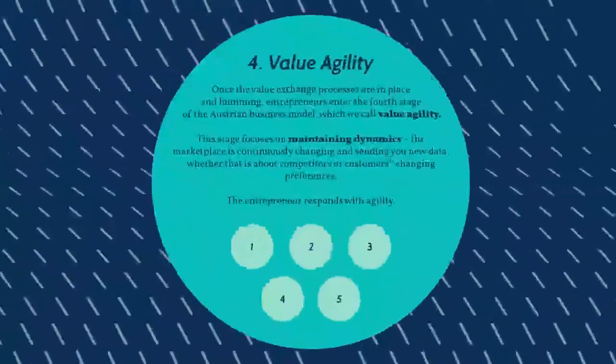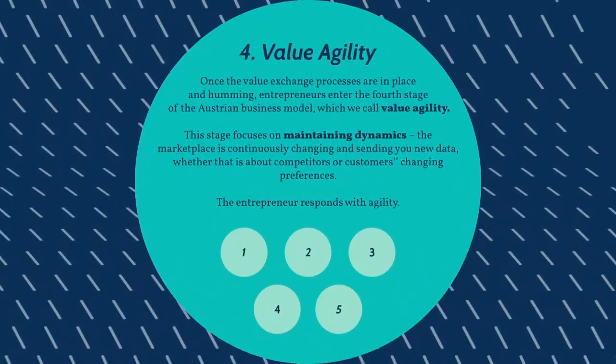Once the value exchange processes are in place and humming, entrepreneurs enter the 4th stage of the value-centric business model, which we call value agility. This stage focuses on maintaining dynamics. The marketplace is continuously changing and sending you new data, whether that's about competitors or customers' changing preferences. The entrepreneur responds with agility.